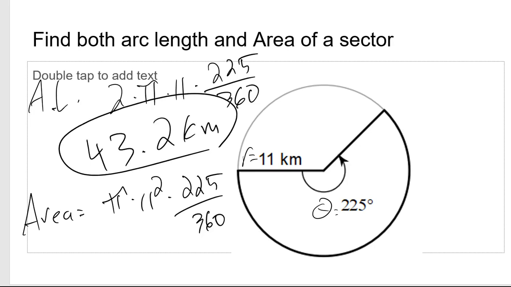kilometers. Bottom one, pi times 11 squared times 225 divided by 360. I get 237.6 kilometers squared.